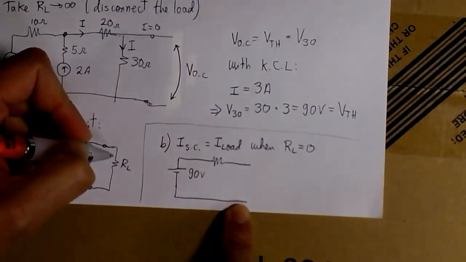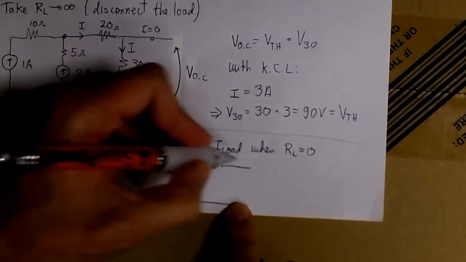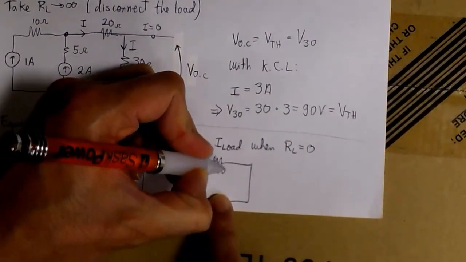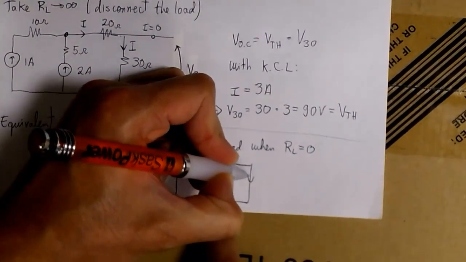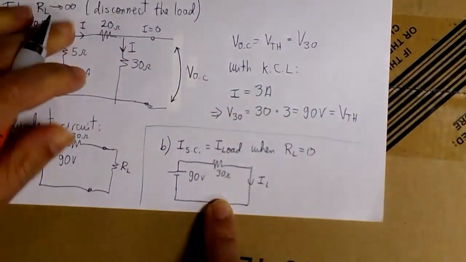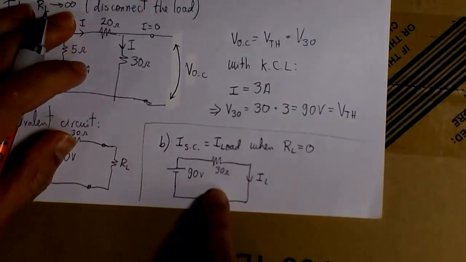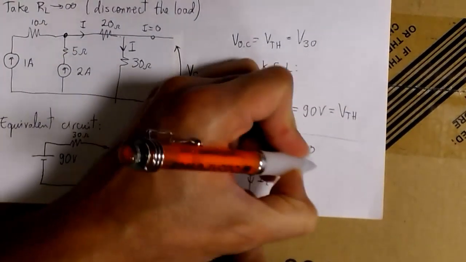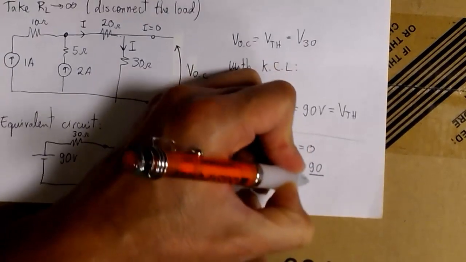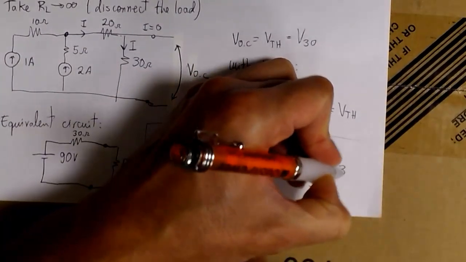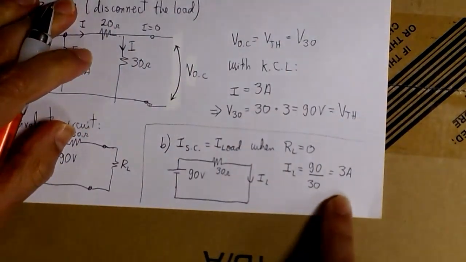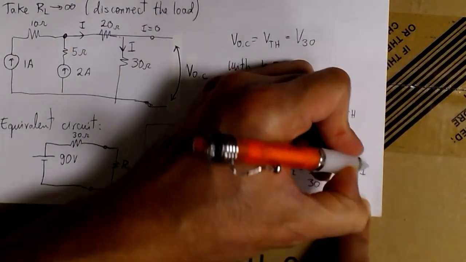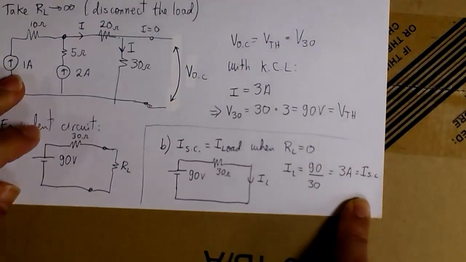So we have the voltage source with 90 volts, then we have the load is 0, so we basically have a short circuit, and then we have our Thevenin resistance here is 30 ohms, and we want to find this current IL. So what we do is basically Ohm's law. We have just one resistor, one source, so we get 3 amps, and that's I short circuit, or the current through the load when the load is 0.